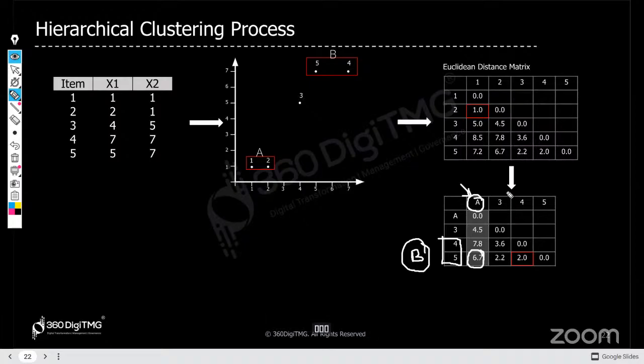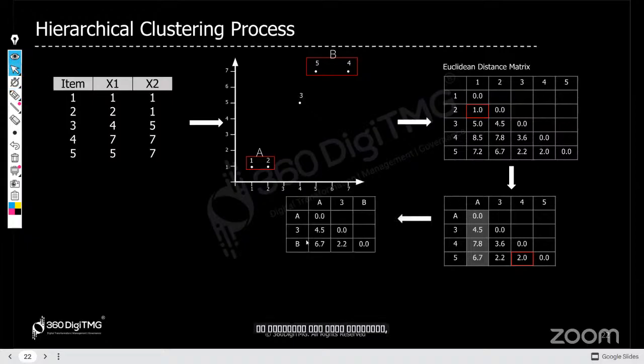In the same way, we will find what is the shortest distance between this cluster, cluster B, and data point 3. So to find it, we will again go and find 3.6 and 2.2. So we will consider this 2.2 and we will discard this 7.8 and 3.6. And again, we will create this. Finally, we are getting this matrix.